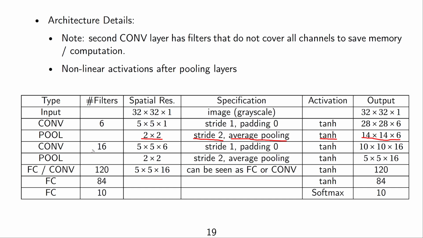Now this is the complicated convolutional layer that has the sparsity pattern. There will be 16 filters, and the kernel size in theory is 5 times 5 times 6, but this 6 is not entirely true because of the sparsity pattern. Stride 1, padding 0, tanh, so we get this output of 10 times 10 times 16 channels.